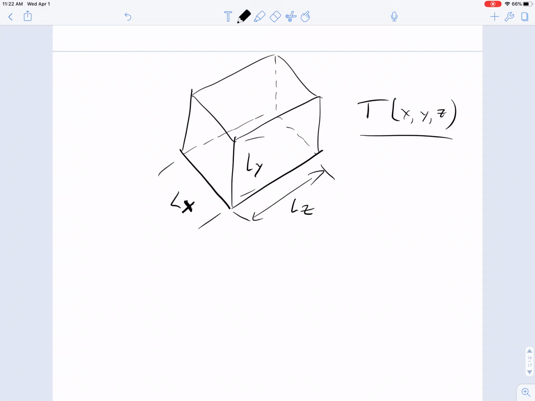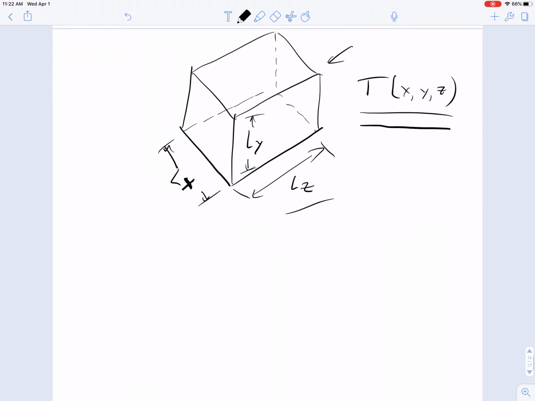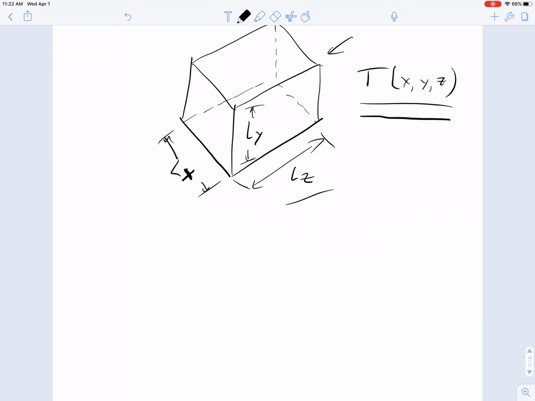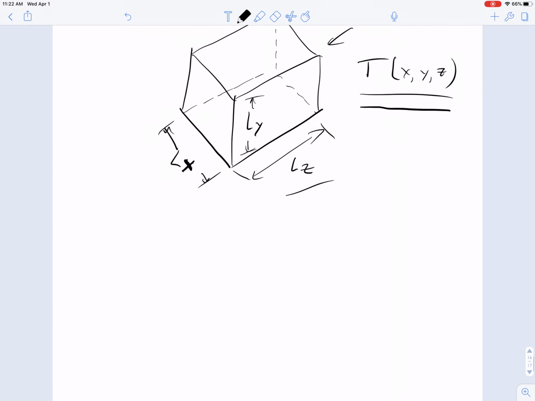In this problem, we're going to calculate based on the temperature distribution. Suppose we had an infrared sensor or camera, and we could see what the temperature distribution was in this object. The object has the dimensions Lx, Ly, and Lz. The goal is to figure out, maybe for instance, how much total energy does this object contain.